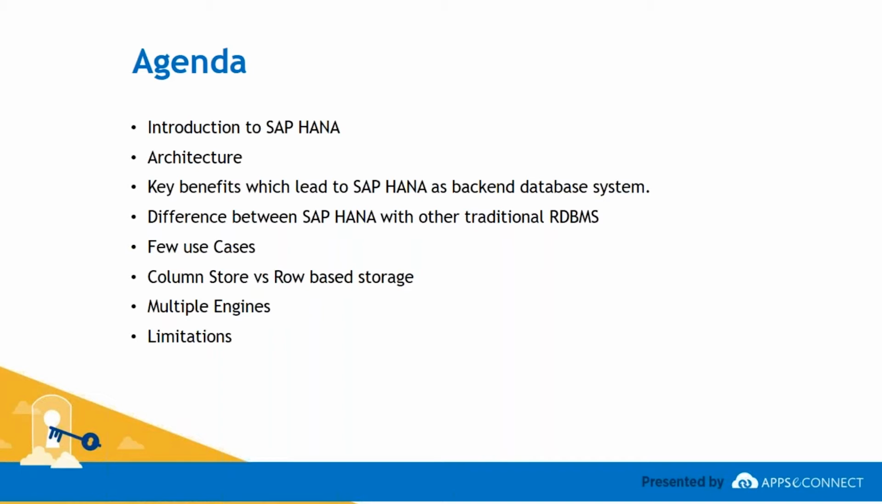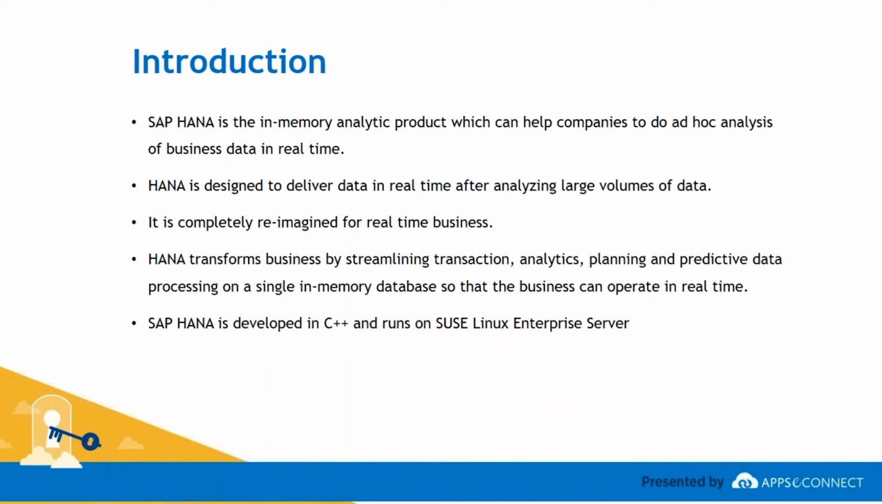I'll discuss a few test cases which will come in handy while determining whether you are choosing SAP HANA or traditional databases. We will specifically discuss a few of the features that come with SAP HANA, like column store index and row-based storage. All these are new to the environment, the multiple engines, and the rest of the new features. And also, after a small demo, we will discuss some of the limitations that HANA comes with.